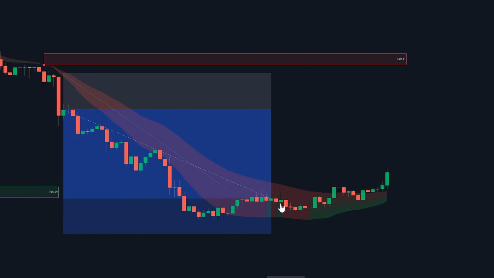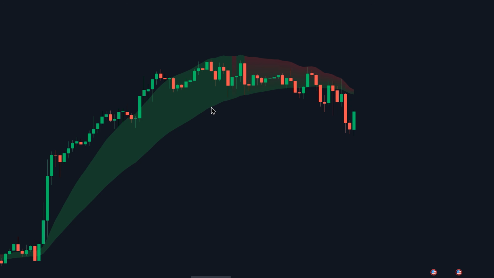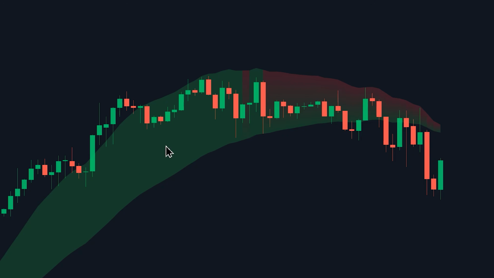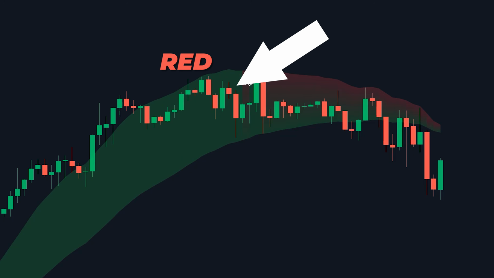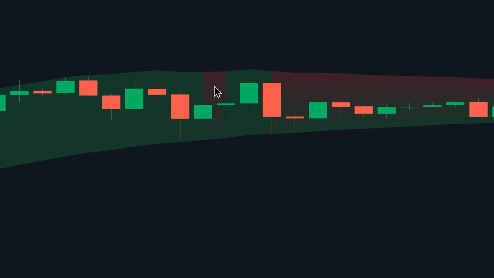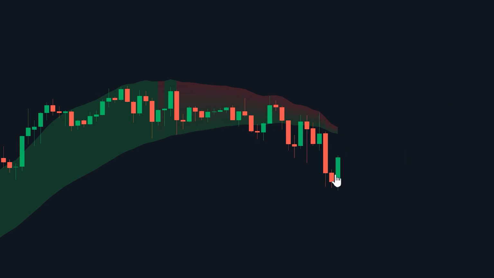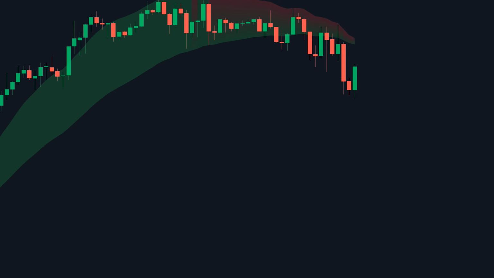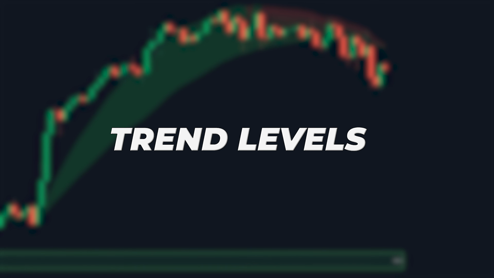The opposite of this is true for a bullish trend. The ZLMA, also known as the zero lag moving average, is going to start going down, causing this cloud to partially turn red. This is a signal for a possible bearish reversal, and as you can see, the price indeed goes down after. Ladies and gentlemen, this is the Zero Lag MA Trend Levels by ChartPrime.